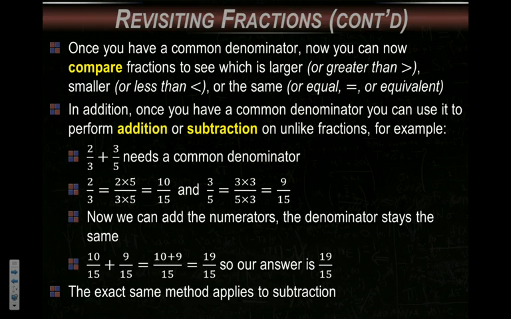Okay? So 2 over 3, 3 over 5, I'm not going to overthink it. I'm just going to use 15. So 3 times 5, 2 times 5, 10 over 15. And rather than 3 over 5, I say 5 times 3, 3 times 3, 9 over 15. Now I've got 10 over 15 and 9 over 15. Now I can add them. 10 plus 9, 19 over 15. So I'm good. I'm done.